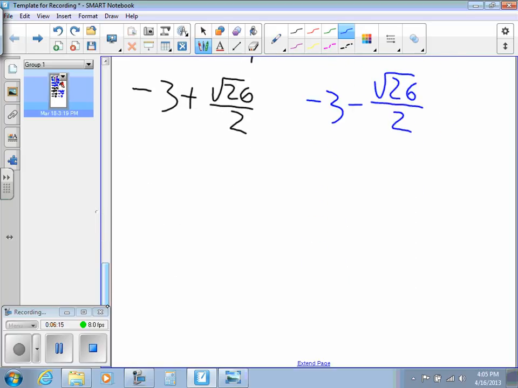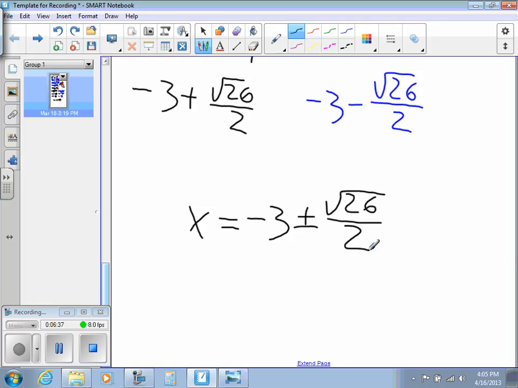So now to write my answer, I have x equals negative 3, and this is plus or minus the square root of 26 over 2. I'm writing it in the simplified form. One of them is negative 3 plus the square root of 26 over 2. The other one's negative 3 minus the square root of 26 over 2. I just wrote it in the simplified form.